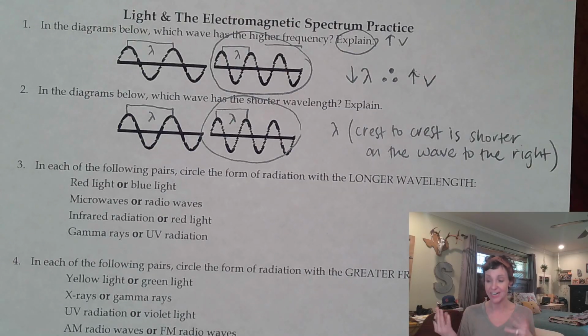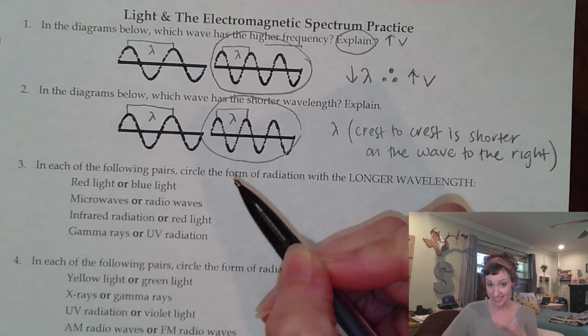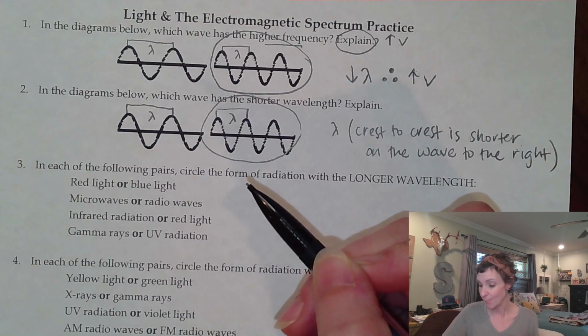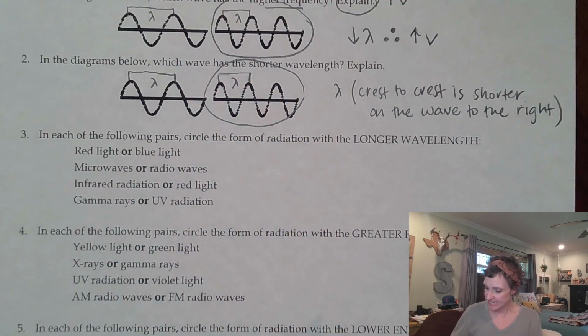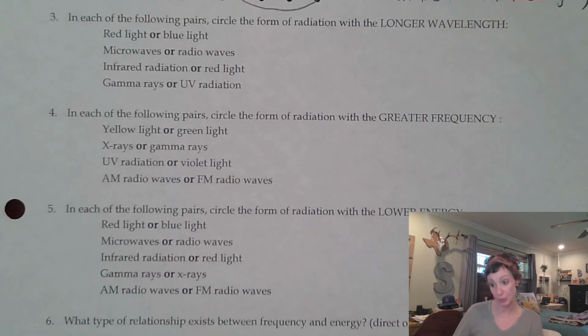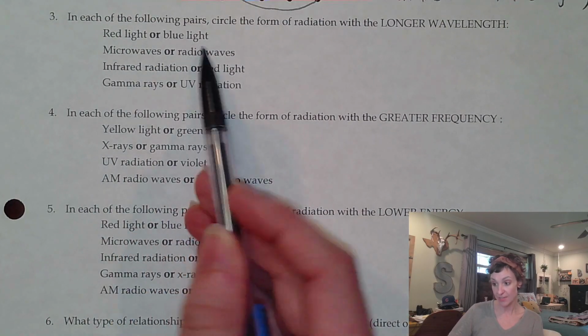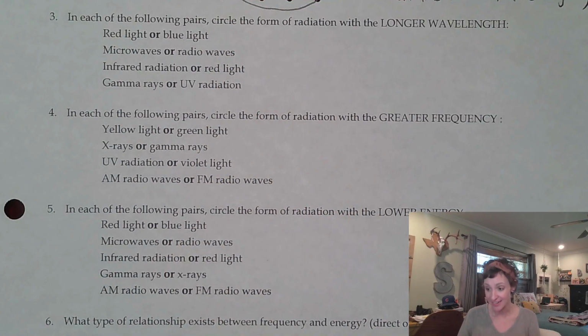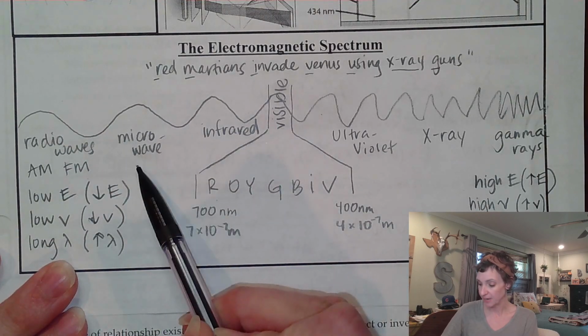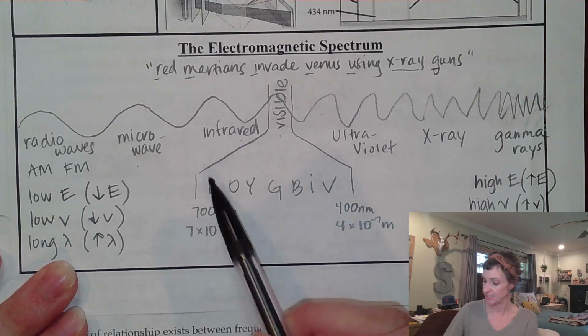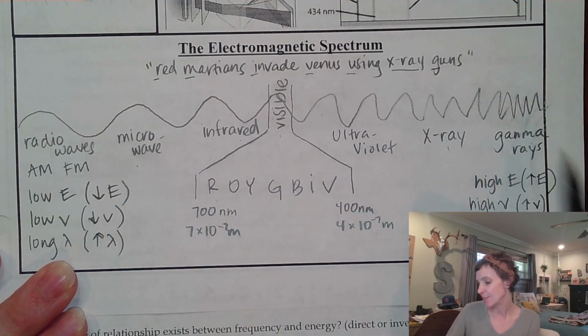In science, there's multiple ways for us to explain things, and a lot of times jotting things down or interpreting a diagram or a picture can help with explaining. Okay, now the next set of 3 questions is going to have you circle one thing or the other in the choices. And these are all things on my electromagnetic spectrum. Eventually, you will have to do this without an electromagnetic spectrum. So it's helpful to remember red Martians invade Venus using X-ray guns, right? Where I would remember radio waves, microwaves, infrared, visible, which is red through violet, ultraviolet, X-ray, gamma rays, right?